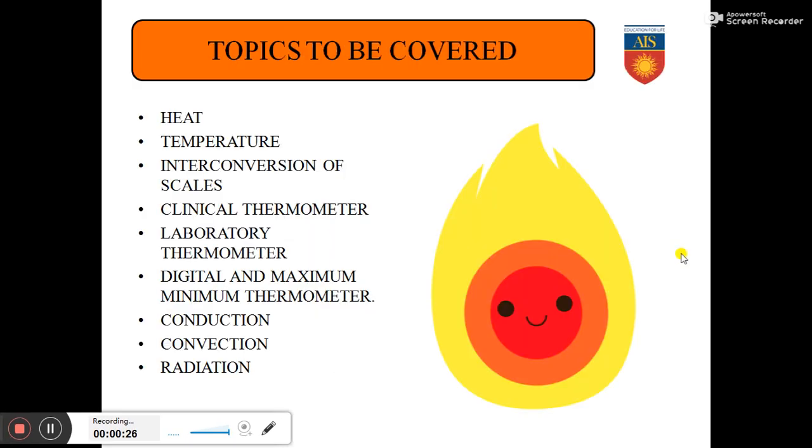So the topics that will be covered in this particular chapter start with heat. We will learn about what is heat. Then we will learn what is temperature and the instruments that we use for measuring temperature. Then we will learn about interconversion of scales. When we learn temperature, we will see that there are three different scales for measuring temperature and how to convert in between those scales. Then we will learn about clinical thermometer, laboratory thermometer, digital thermometer and maximum minimum thermometer. And we will conclude the chapter by learning about conduction, convection and radiation.